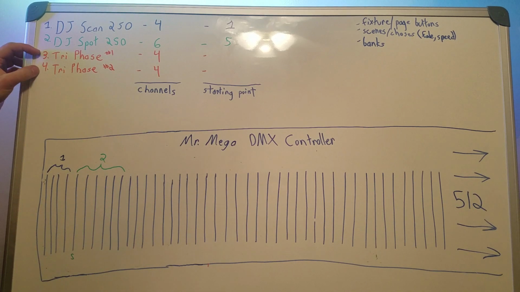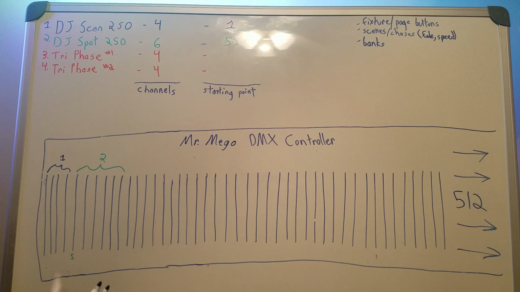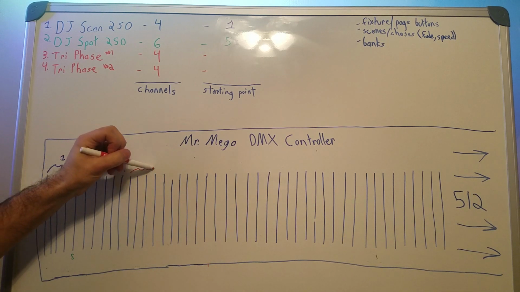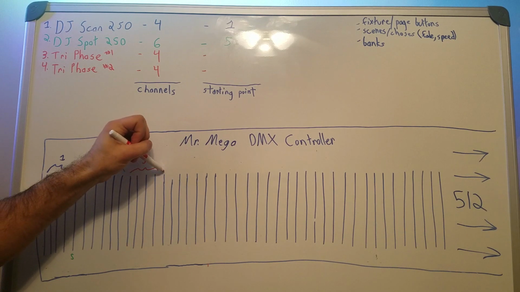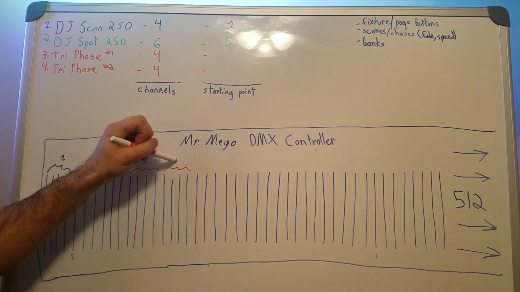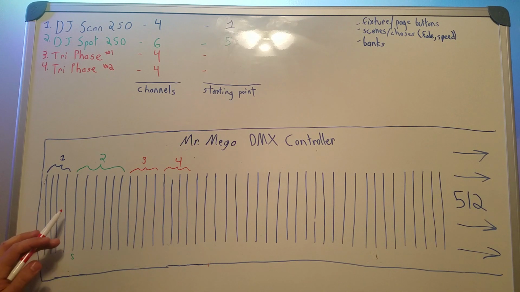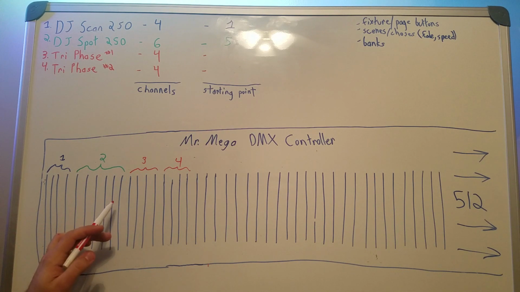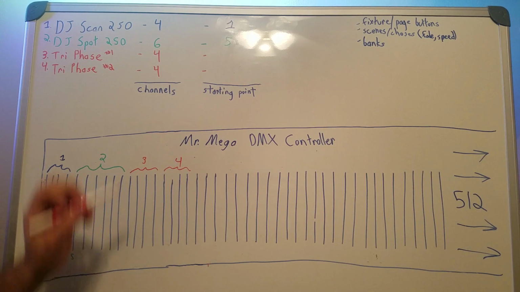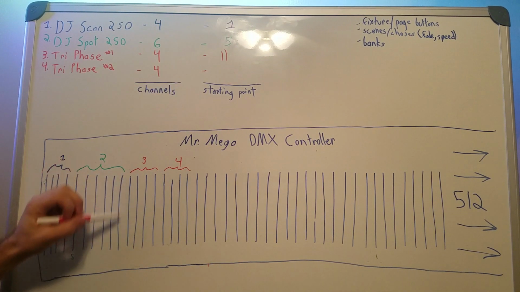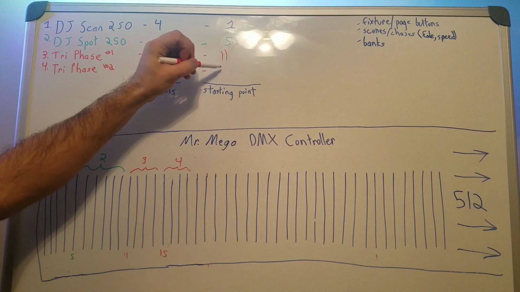Now I have 2 triphases. Both of these are 4 channels. And so I'm going to say that the next 4 go to my third light. And then my next 4 are going to my fourth light. So we'll get at starting positions. Remember, 4 and 6 were taken up for the DJ Scan and the DJ Spot. So channel 11 is this starting position right here. And channel 15 is here for this light.